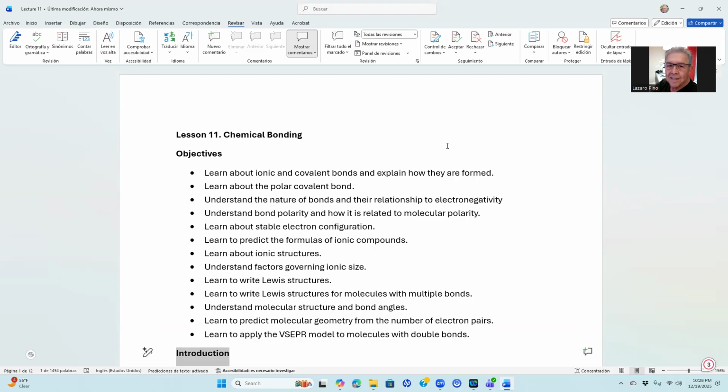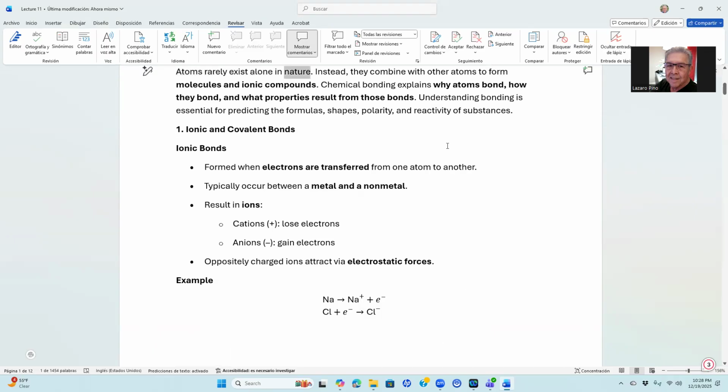Introduction. Atoms rarely exist alone in nature. Instead, they combine with other atoms to form molecules and ionic compounds. Chemical bonding explains why atoms bond, how they bond, and what properties result from those bonds. Understanding bonding is essential for predicting the formulas, shapes, polarity, and reactivity of substances.